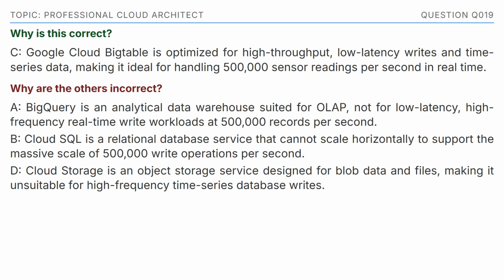Why are the others incorrect? A. BigQuery is an analytical data warehouse suited for OLAP, not for low latency, high frequency real-time write workloads at 500,000 records per second. B. Cloud SQL is a relational database service that cannot scale horizontally to support the massive scale of 500,000 write operations per second. D. Cloud Storage is an object storage service designed for blob data and files, making it unsuitable for high-frequency time series database writes.